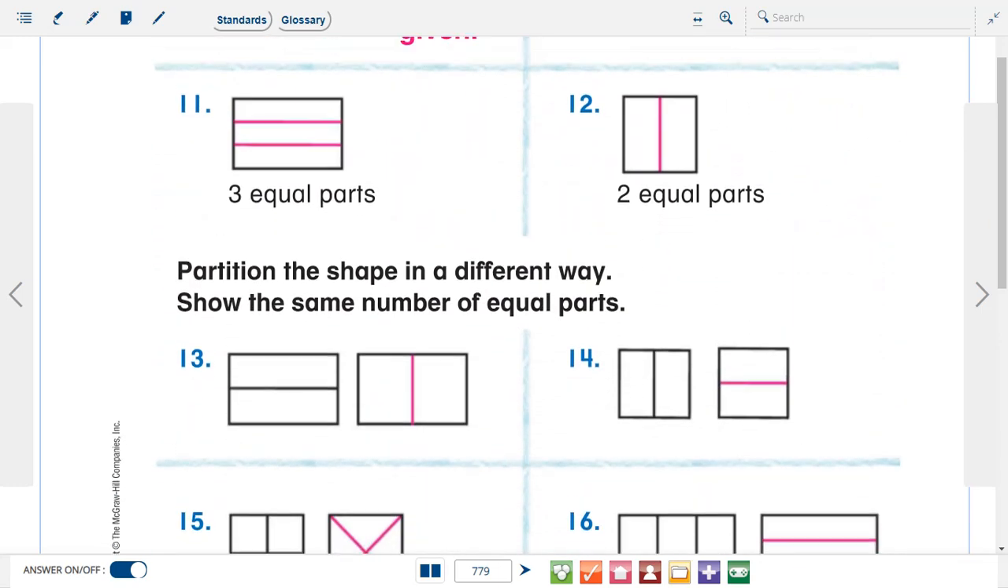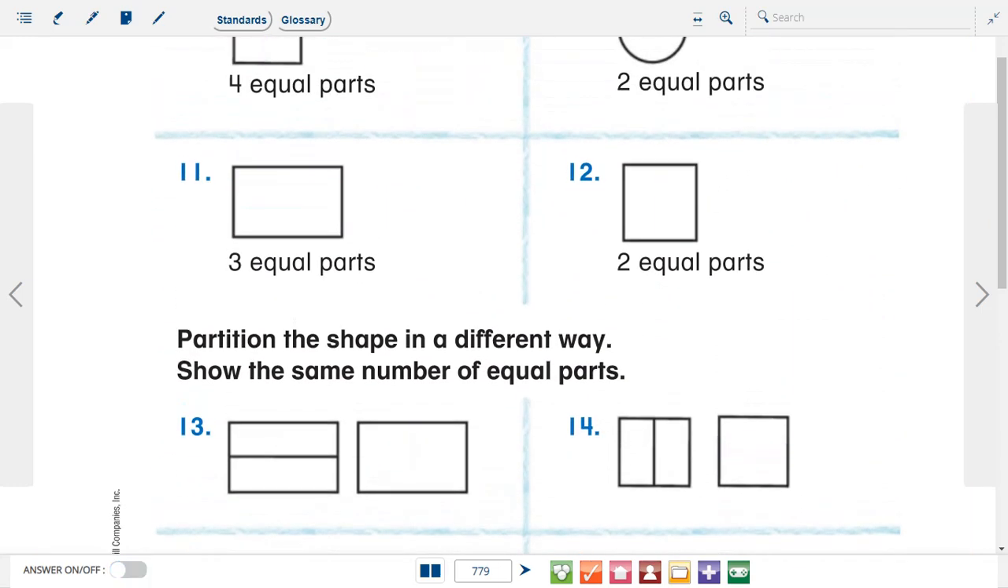Let's see this question. Partition the shape in different ways. Show the same number of equal parts. Now look here. We have a rectangle and the same rectangle here. Now they cut this rectangle to two halves. Look from where they cut it. From the middle. Now they want another way to cut it to two equal halves. How can we do this? We can cut it from here. Yes. So we can have another two halves if we cut it from here.